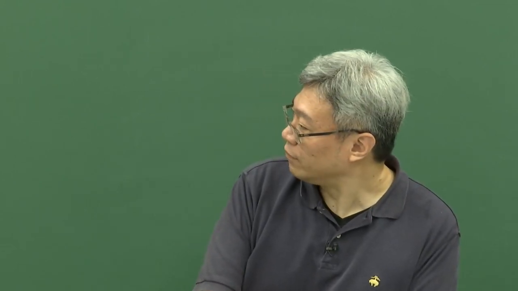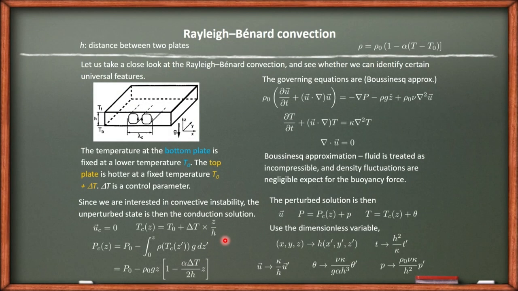All right. So here it basically is the effort to find out what the unperturbed state will be. Like u is the fluid velocity, so it should be zero, right? There's no convection. And there's a temperature profile because we are applying a different temperature on the top and at the bottom. So what would the temperature profile look like? And with all that information, what would the pressure be, right?